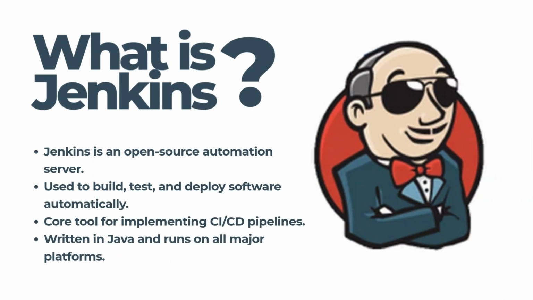Jenkins is an open source automation server used to build, test, and deploy software automatically. It's one of the most popular tools for implementing CI/CD pipelines, helping teams deliver software faster and with fewer errors.